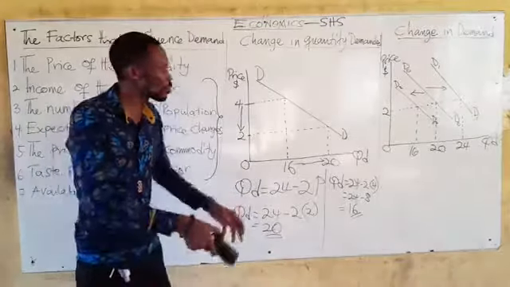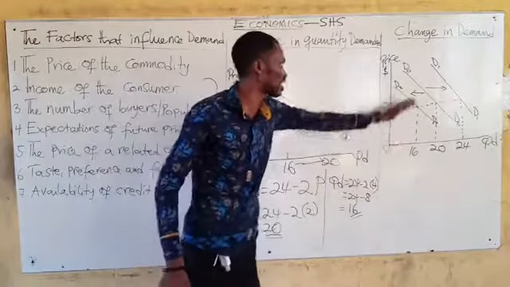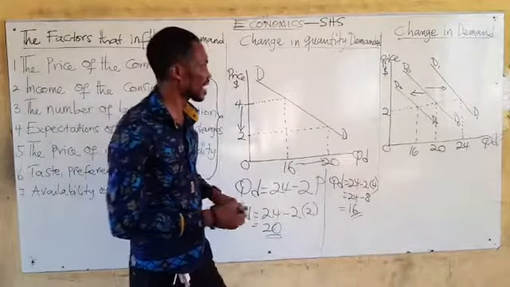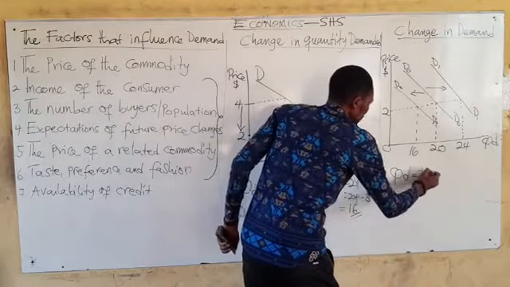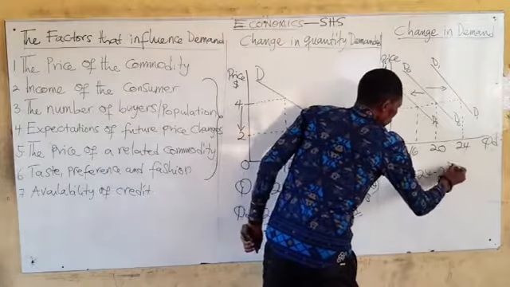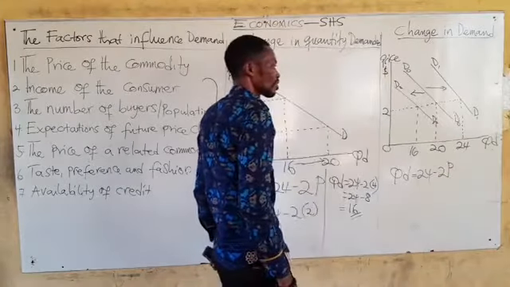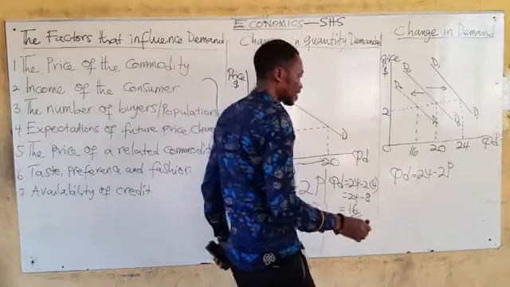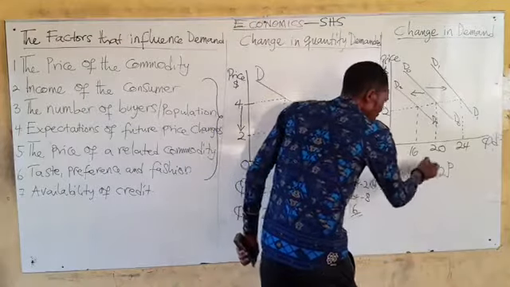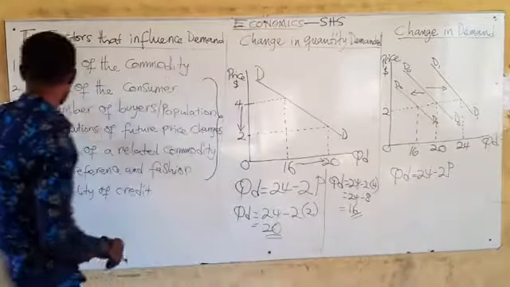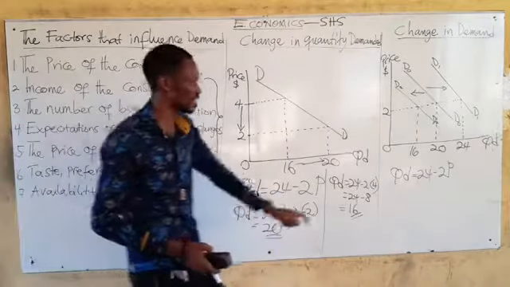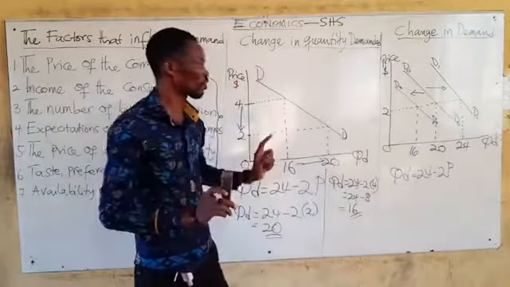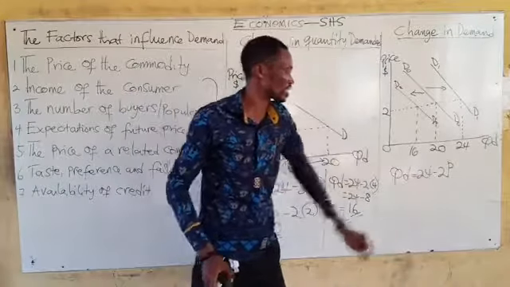So how do we treat that one? I'm writing it under this one so that it can be clear to you. In that case, QD is equal to 24 minus 2P. The change will only affect here, the 24. The change in any of the other factors, 2, 3, 4, 5, 6, 7, doesn't influence anything here in this equation. It can only influence what you call the constant or the intercept.